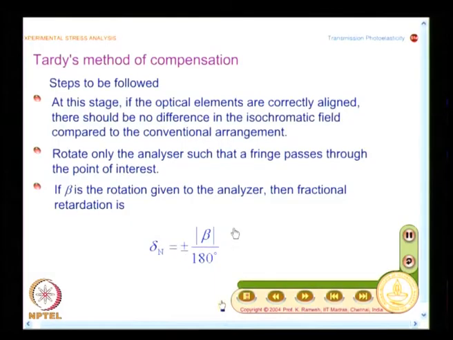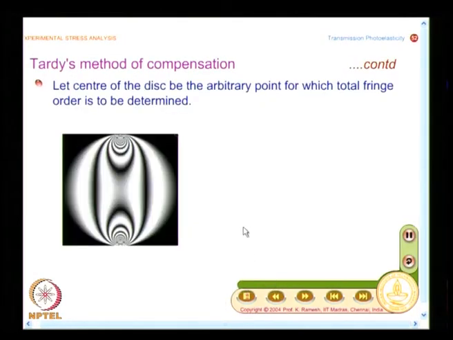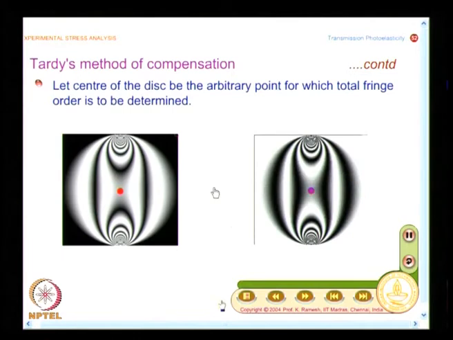And I have also cautioned, whatever I do in a compensation technique, it pertains to the point of interest from the point of view of data interpretation. That will become more clear when you look at Tardy method of compensation. And what we are going to do is, rather than taking an arbitrary point, we will take a very convenient point for finding out the total fringe order.